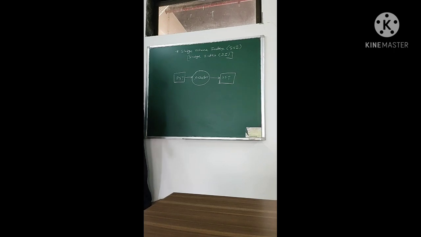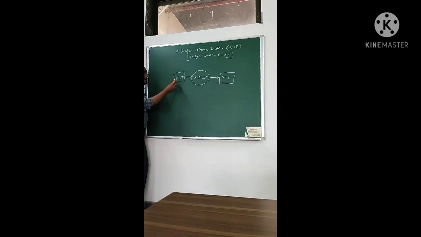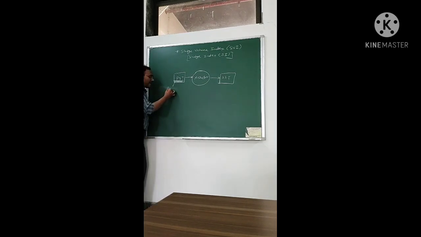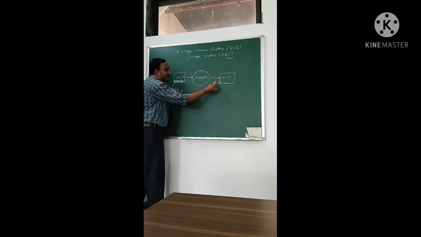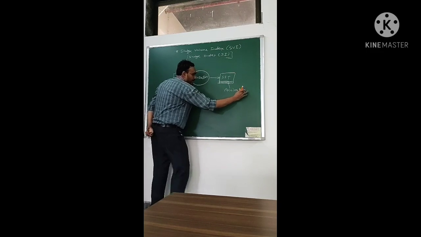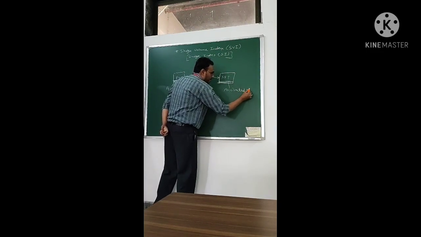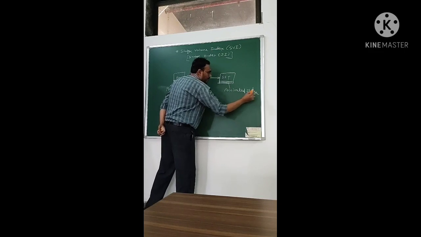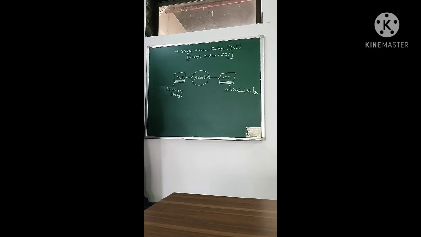At the PST, the sewage is retained for about 1 to 2 hours, and the sludge is deposited at the bottom of the PST. That sludge is called normal sludge, the primary sludge. The sludge deposited in the secondary settling tank is the activated sludge.